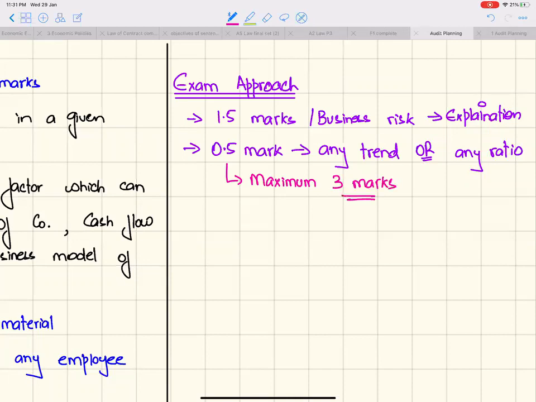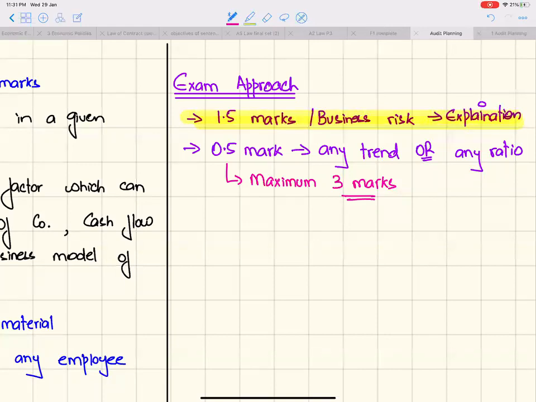For example, if a student calculates too many trends, he calculates growth in everything, fall in everything, the examiner will not give him 10 marks for the calculation. The maximum he can get is 3 marks. The 3 marks is the maximum barrier which the examiner has kept on the calculation of trend. And these 0.5 marks will be in addition to the 1.5 marks given for the risk.